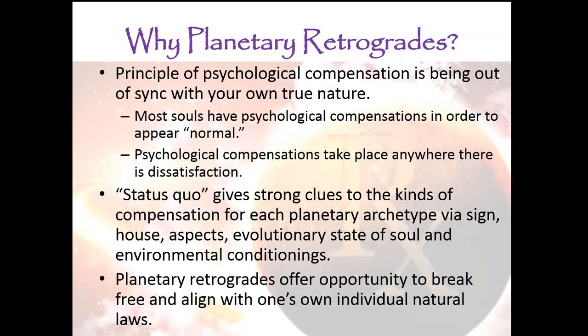via sign, house, aspects. We add on evolutionary state of the soul, and we add on the environmental conditionings. What's your race? What's your country? What were your parental and culture environmental conditionings like? And so planetary retrogrades, Mercury through Pluto, offer us that opportunity to break free from those compensations and to realign with our own individual nature and natural law.